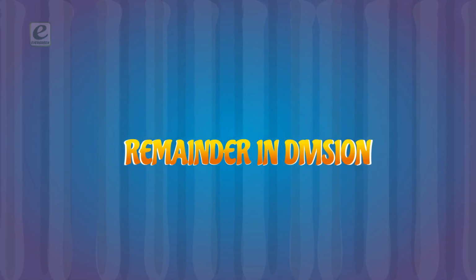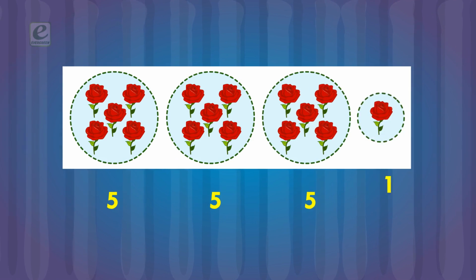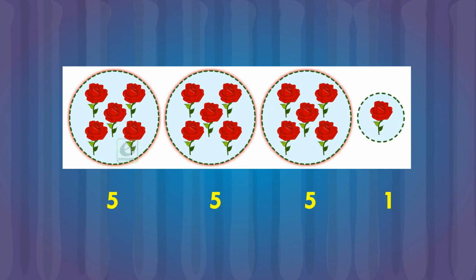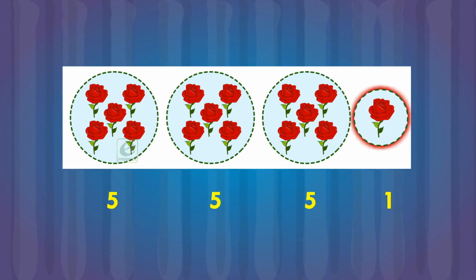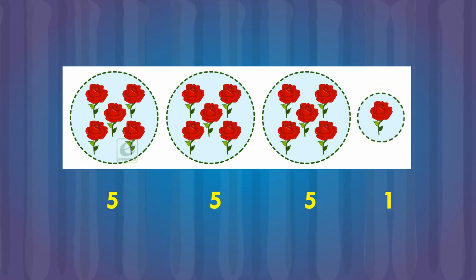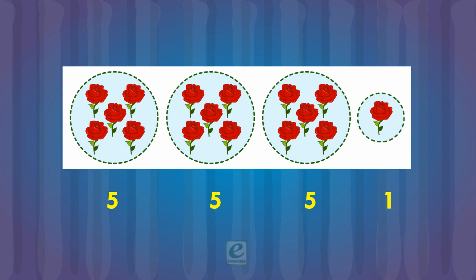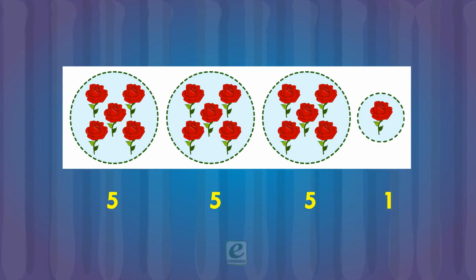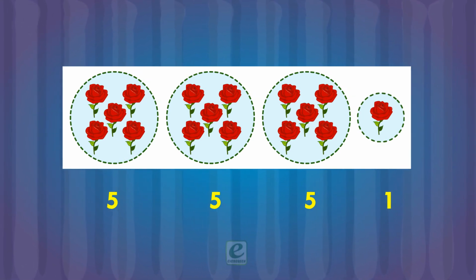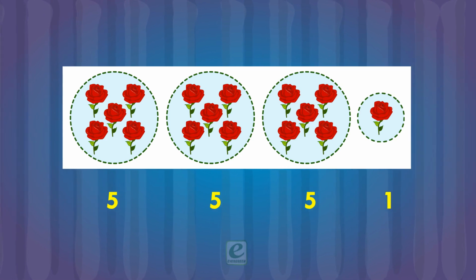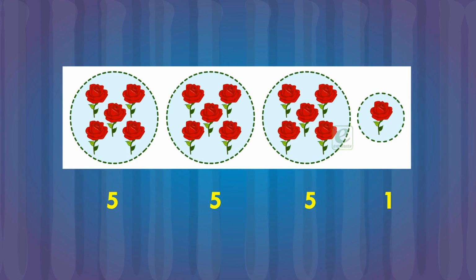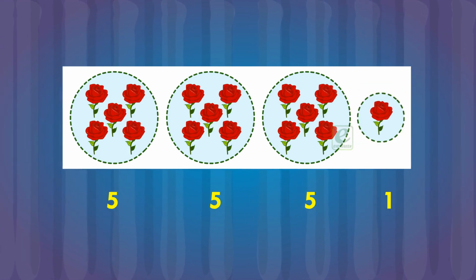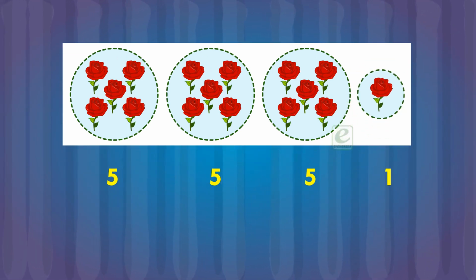Now, let's take another example. Take 16 flowers and make groups of 5. Here you can see that 1 flower is left. When the divisor is not contained in the dividend an exact number of times, then the number left over after division is called the remainder. So, the left flower is the remainder.